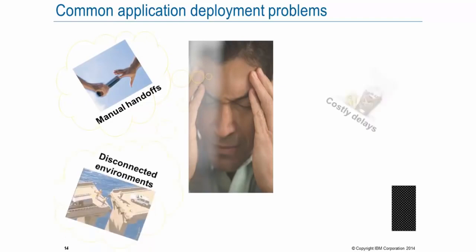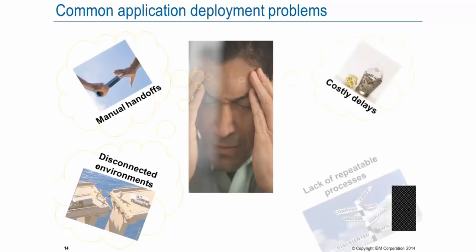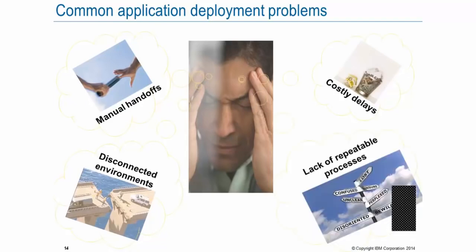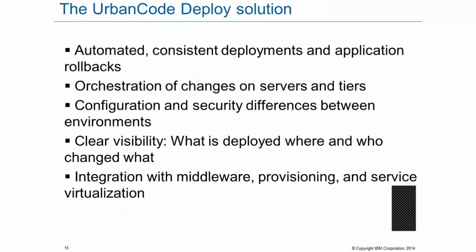Next slide. So, Urbancode Deploy is a solution to help automate that process and automate this framework that allows us to consistently do the application deployments and do rollbacks. We can also add other types of processes. We may do automated testing as part of that. You can use it for that also. It's orchestration of those changes on the servers and the different tiers of the application.